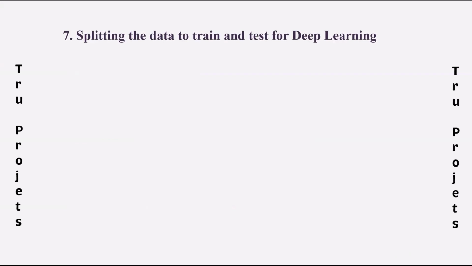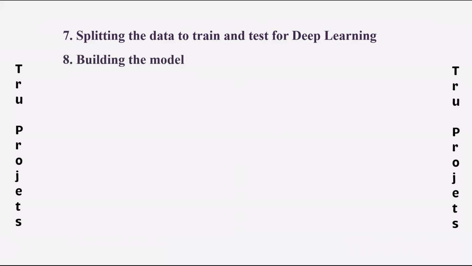Splitting the data to train and test for deep learning. Data splitting involves dividing the dataset into training and testing sets. The training set is used to train the model, while the testing set evaluates the model performance on unseen data. For deep learning models, this step is crucial to assess how well the model generalizes to new data and to avoid overfitting.